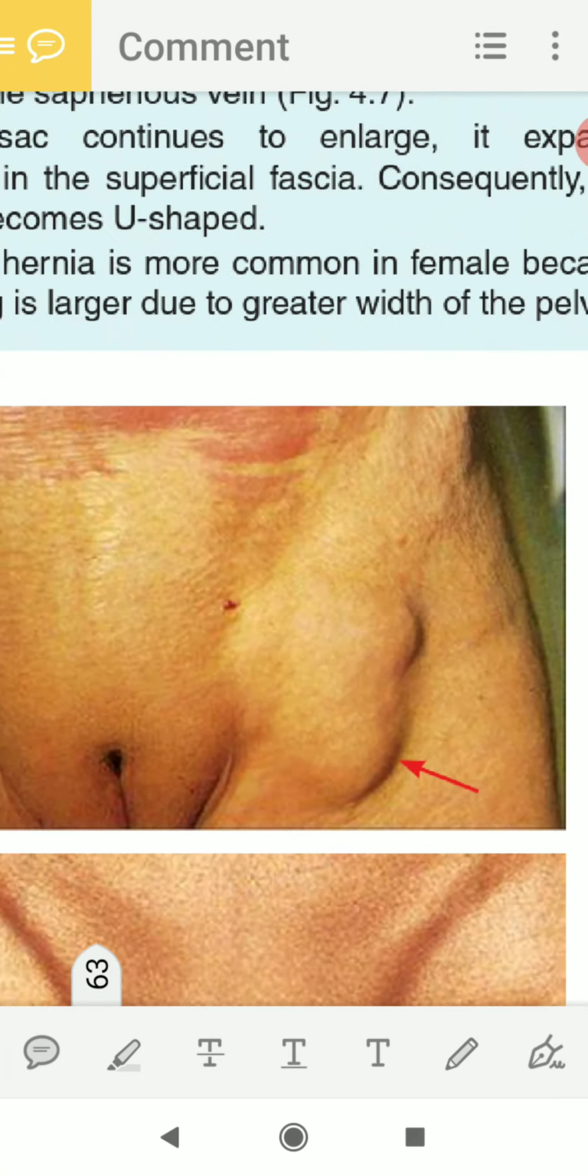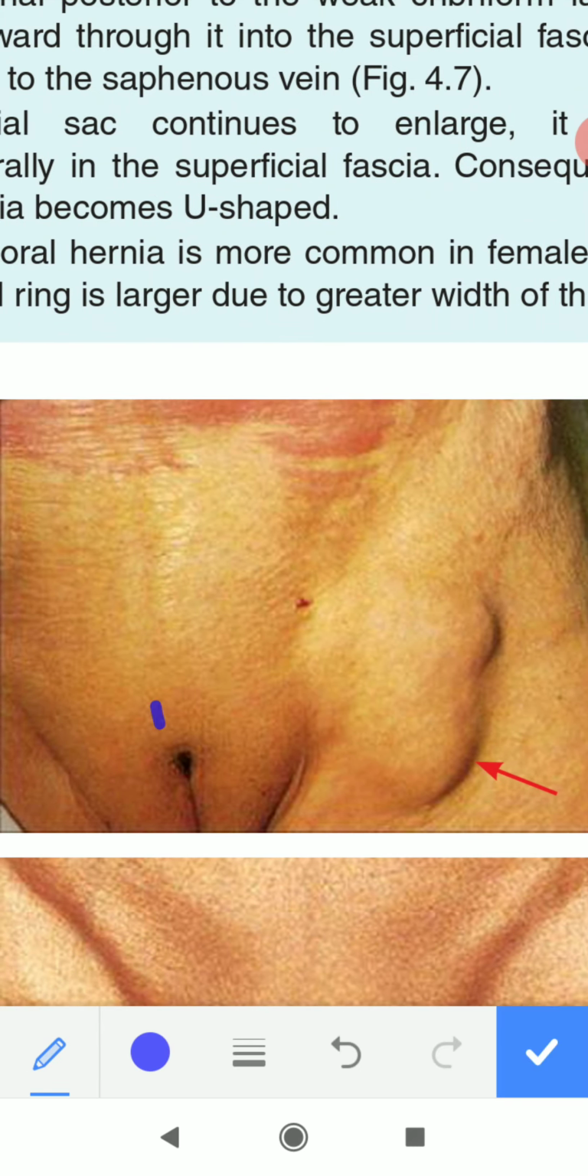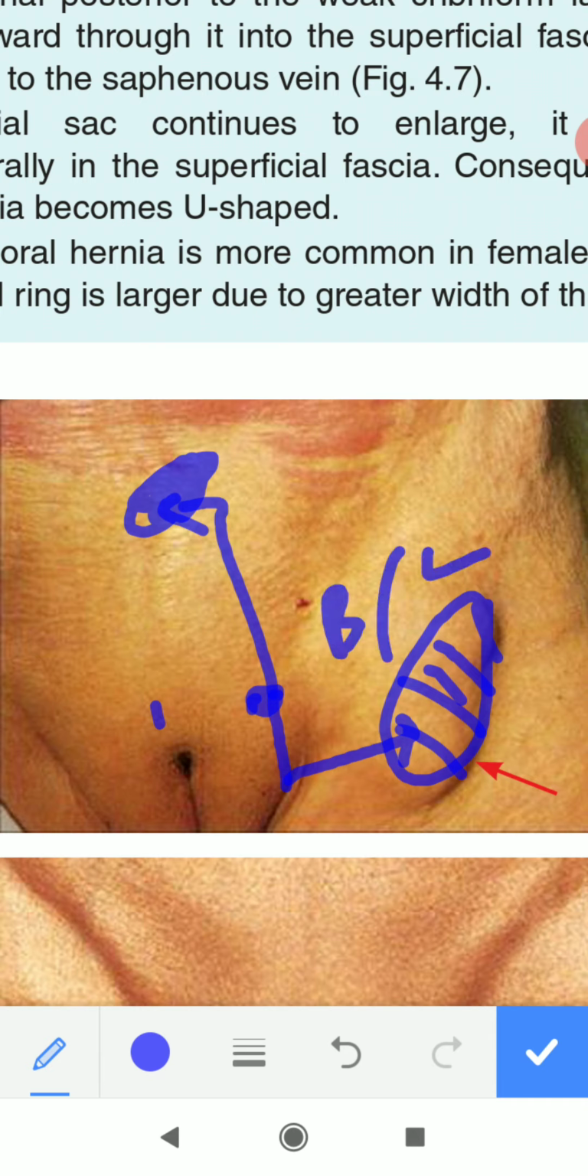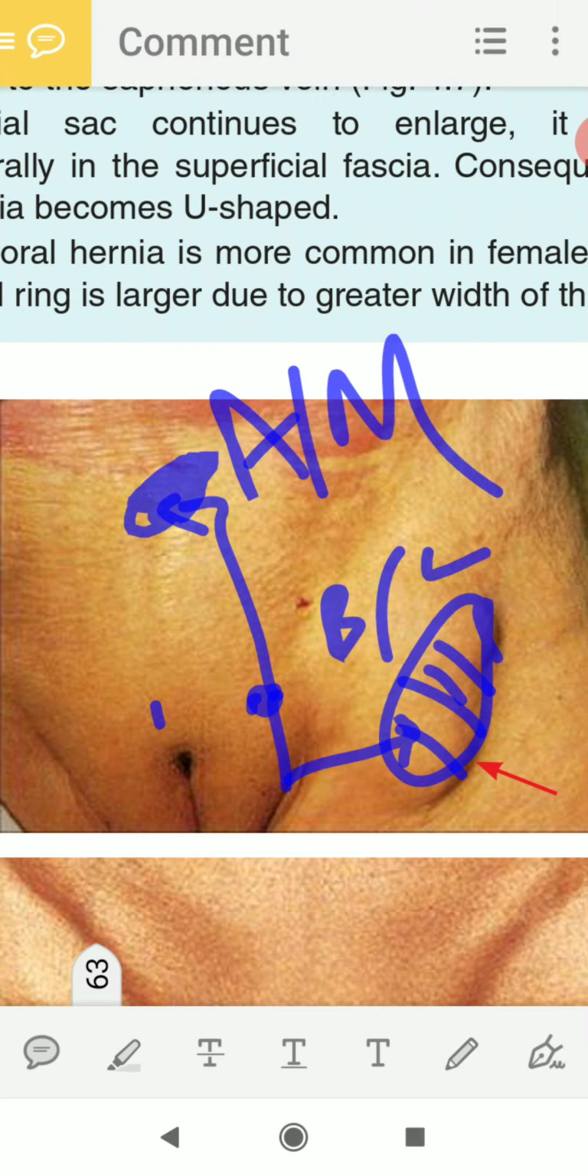And this is a very good picture of the femoral hernia. Look at that. This is the pubic symphysis, this is the pubic tubercle. We said that any swelling in the groin that is inferolateral, that means inferiorly and laterally, must be a femoral hernia. And remember one thing also, if there is any swelling located above and medial to the pubic tubercle, that must be an inguinal hernia. So the femoral hernia is located below and lateral to the pubic tubercle, and the inguinal hernia is located above and medial to the pubic tubercle.